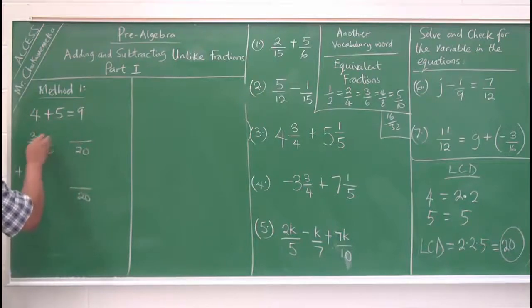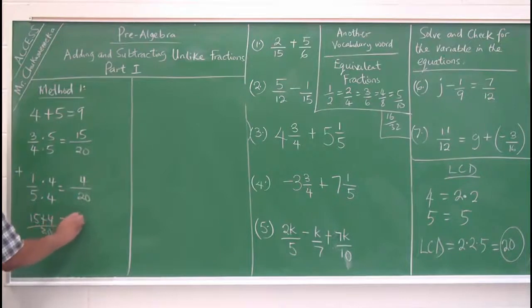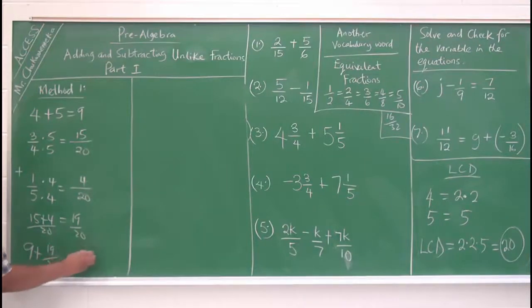4 times 5 will give you 20, and 3 times 5 is 15. Here 5 times 4 will give you 20, 1 times 4 is 4. So you add them. 15 plus 4 over 20 is 19 over 20. So when you now add 9 plus 19 over 20, it gives you 9 whole number, 19 over 20. Now, this is one way to do it.